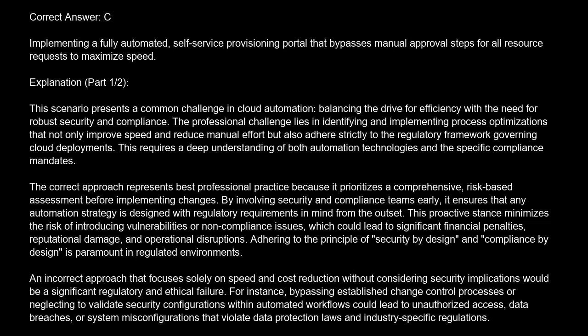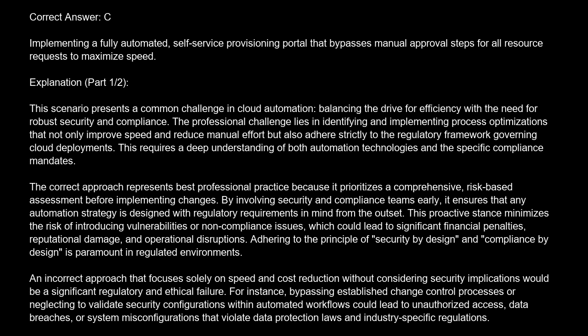Correct answer is C. Implementing a fully automated, self-service provisioning portal that bypasses manual approval steps for all resource requests to maximize speed. Explanation. This scenario presents a common challenge in cloud automation: balancing the drive for efficiency with the need for robust security and compliance. The professional challenge lies in identifying and implementing process optimizations that not only improve speed and reduce manual effort, but also adhere strictly to the regulatory framework governing cloud deployments. This requires a deep understanding of both automation technologies and the specific compliance mandates.